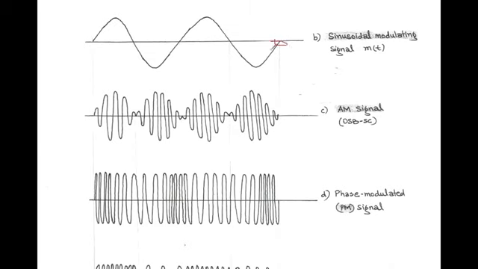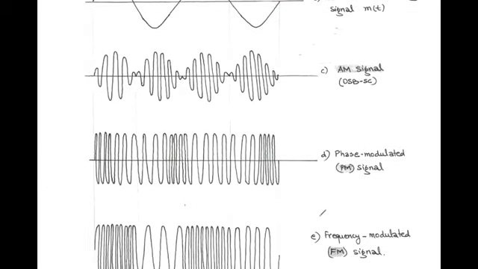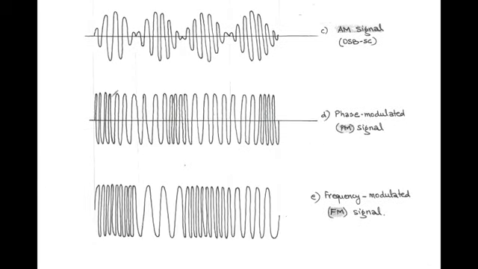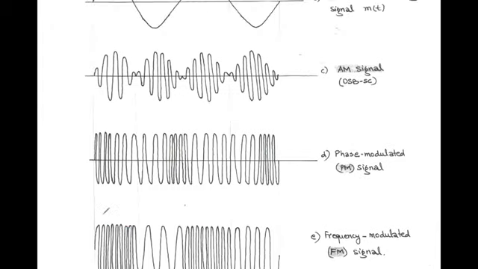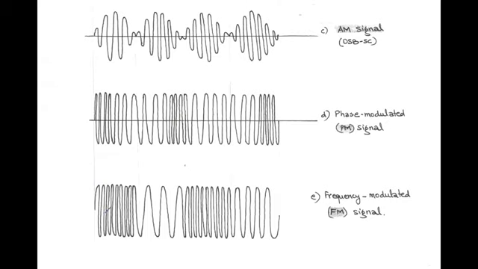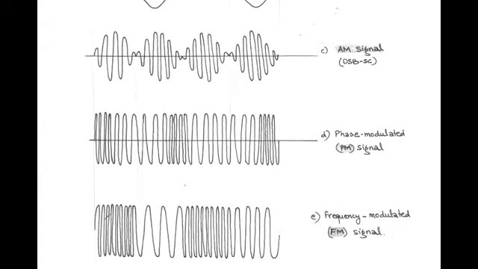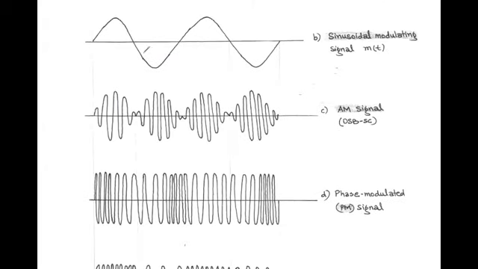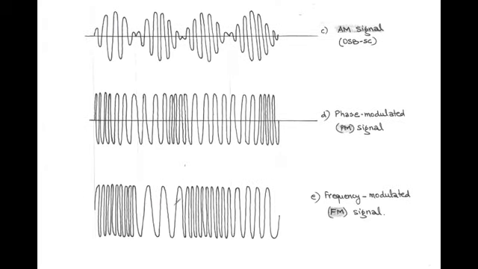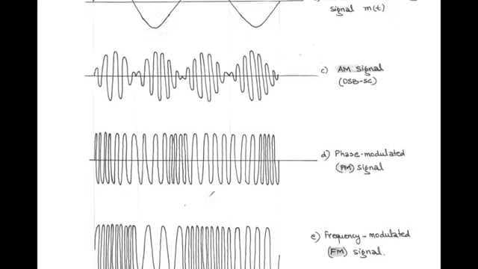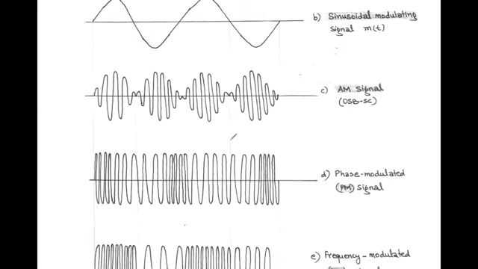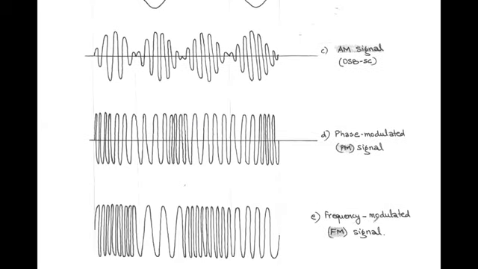And in case of frequency modulation, the amplitude also remains constant, but the instantaneous frequency is varied linearly with the message signal. So, for every positive half cycle of the message signal, we have compression, and for every negative half cycle of the message signal, we have expansion. So, there is a variation of frequency with respect to the message signal that is shown in figure E. Here also the frequency modulated signal is a nonlinear process.